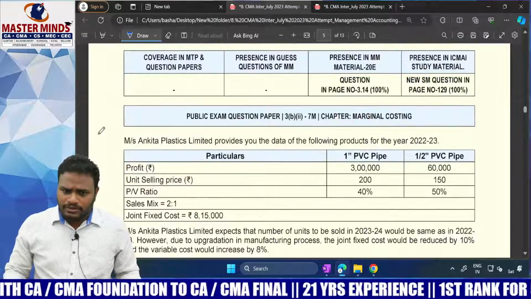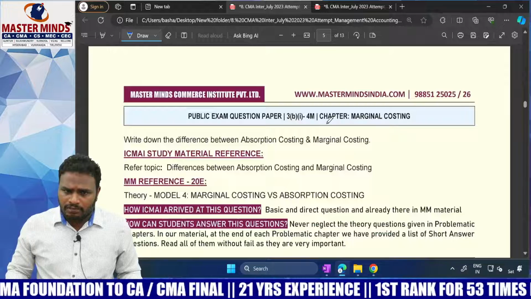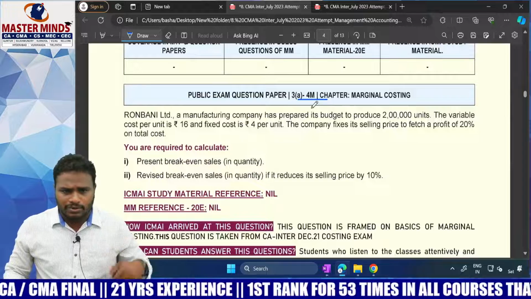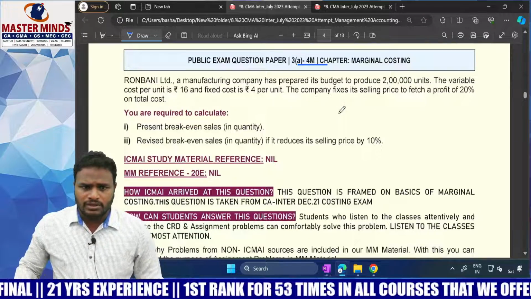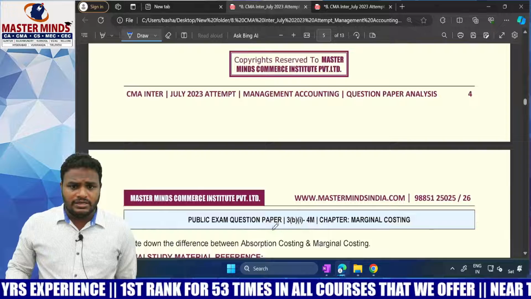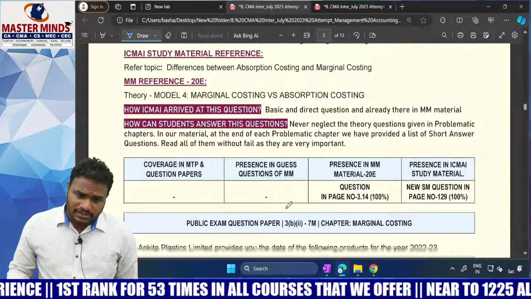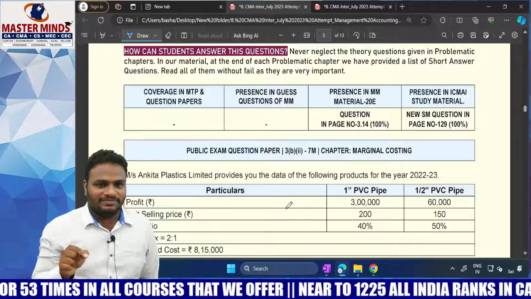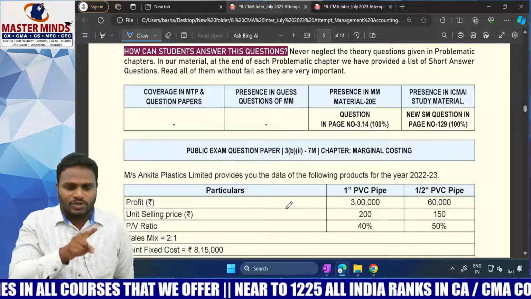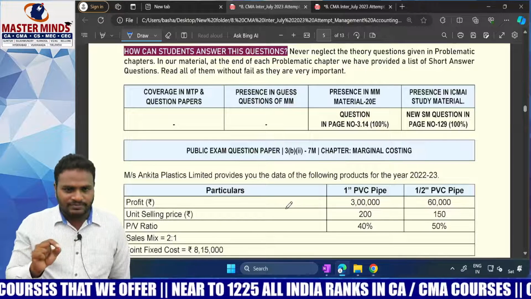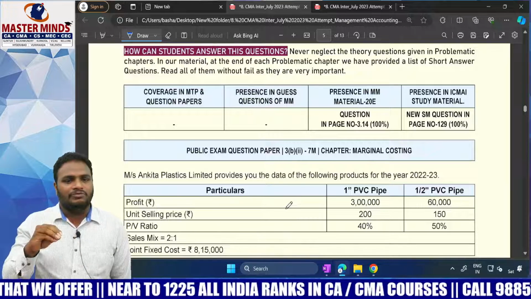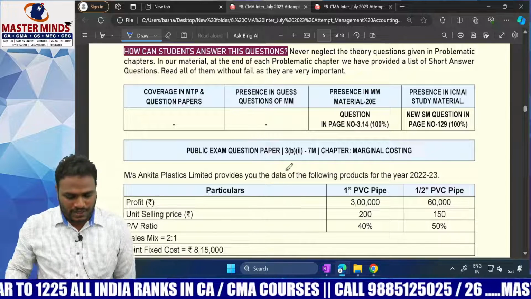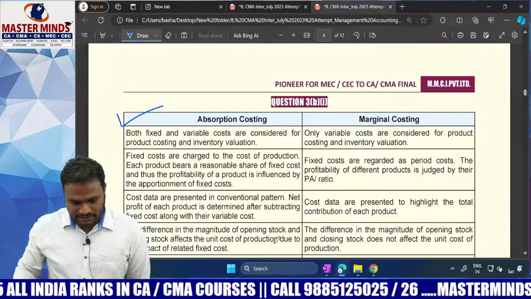Now, if you observe, sir, in 3B there are three questions. One is in the third Roman number section. One is from marginal costing, that is on basics, and second is on marginal costing, that is also on basics, and third one is also marginal costing, that is in-depth knowledge in basics. This is not the toughest question. This is also a basic question, but we need in-depth knowledge to solve this marginal costing problem. Now, how many marks? 7 marks. Let's see the answer.